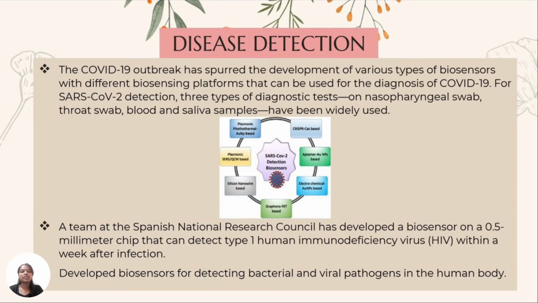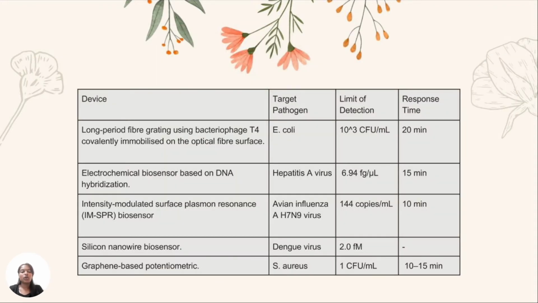Biosensor technology has become practical and advantageous for disease detection. One of them, recently acquired by many, is the biosensor for COVID-19 diagnosis. There are many diagnostic tests that were developed during this COVID-19 outbreak that are being used widely. A biosensor has also been developed to detect the deadly HIV virus within a week after infection, instead of the previously used method, which needs 3 to 4 weeks. These are a few of the developed biosensors for detecting bacterial and viral pathogens in the human body.